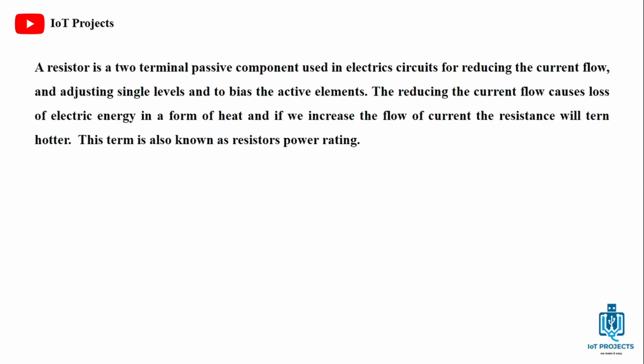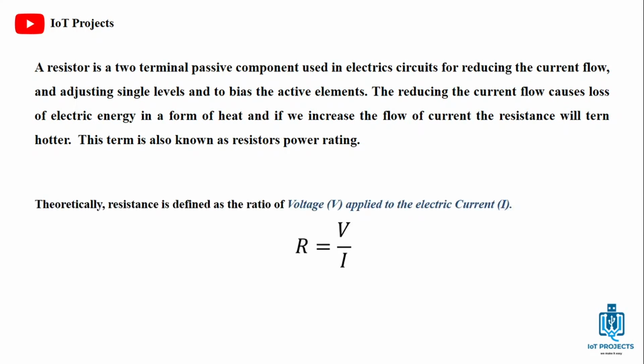A resistor is defined as a two-terminal passive component used in electric circuits for reducing the current flow, adjusting signal levels, and to bias the active elements. Reducing the current flow causes loss of electric energy in the form of heat, and if we increase the flow of current the resistor will turn hotter. This is also known as the resistor's power rating.